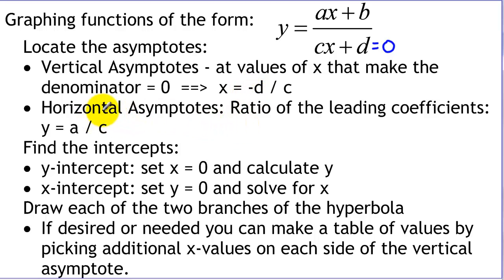We also want to graph the horizontal asymptote, and as I said, for this type of function, if we take the ratio of our leading coefficients, that gives us where our horizontal asymptote is, and horizontal lines are y equals that number. And the procedure for solving for x and y intercepts are the same. Set the other letter equal to 0 and calculate. And then we'll draw our two branches of the hyperbola. So let's look at an example.